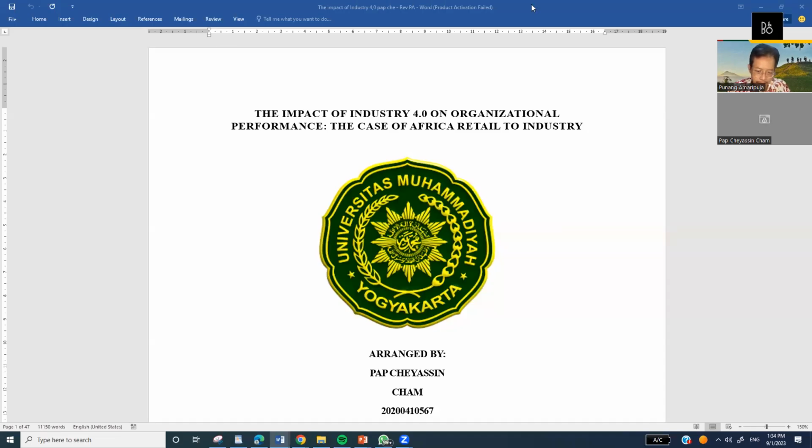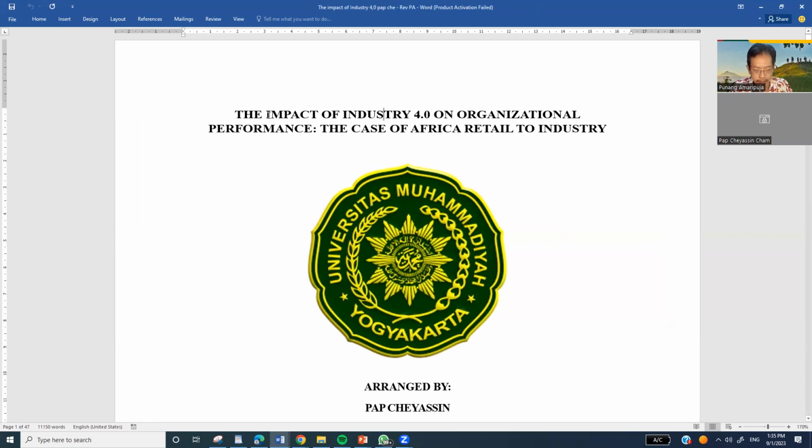Okay, so your title is the impact of Industry 4.0 on organizational performance. So what I would be thinking of is first, what are the variables? How do you measure impact of industry? How do you measure Industry 4.0?